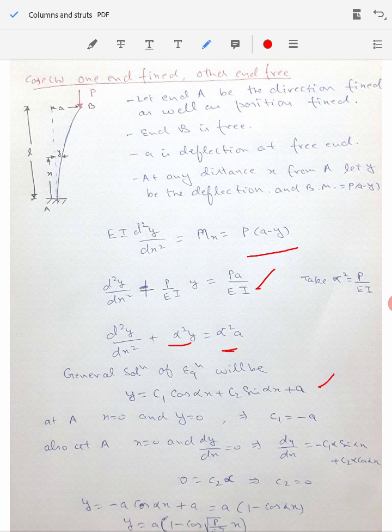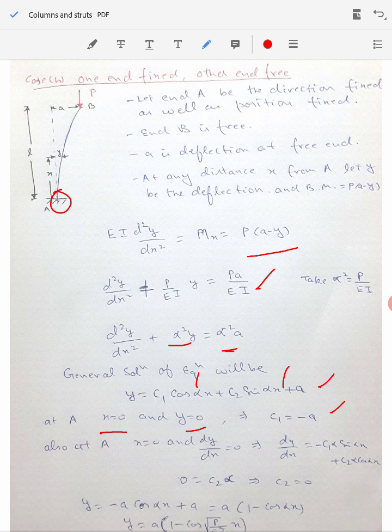Okay, now with this general solution, we are going to start the task of determining the constants c1 and c2, and for that we will use the end conditions of this column. So at A, x is equal to 0 and deflection y equal to 0. You see, this is a built-in end, the fixed end. So at this end the deflection is 0, so y is 0 at x equal to 0. You substitute x equal to 0 here, this will give you c1 cos 0 is c1, plus c2 times 0 is 0, so c1 plus a equal to 0, which gives c1 equal to minus a. So the first constant is determined.